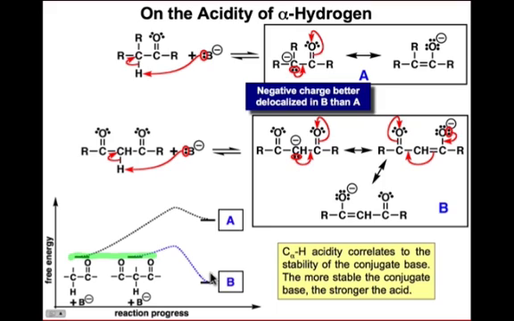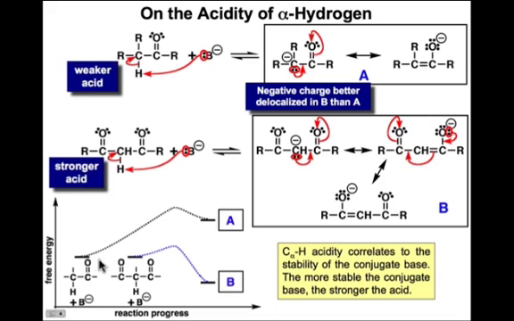Now we've just seen how B is more stable than A, so on this diagram it should be obvious that the equilibrium will be more favored to the right for the structure which has two carbonyls versus the one that has a single carbonyl. In other words, we conclude that this is the weaker acid, it's less prone to give up its proton, and this is the stronger acid.